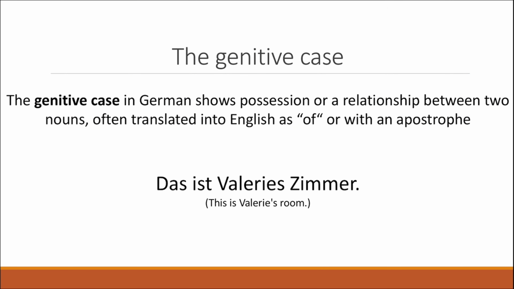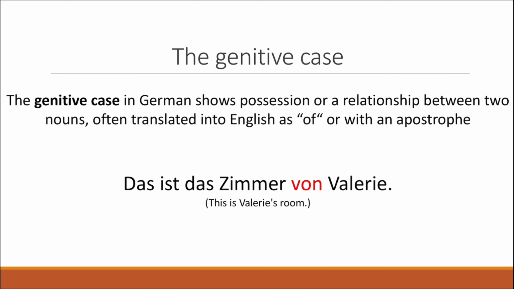Now let's consider another example. Das ist Valeries Zimmer, which means this is Valerie's room. And in this case, we do not have an article, so we do not have to decline from a nominative to a genitive or from an accusative to a genitive and so on. But in order to show a possession, so in order to show that this is Valerie's room, we're simply adding an s, the suffix s, to the noun Valerie. So we are indicating this possession, and we always do it for proper nouns, for person names.